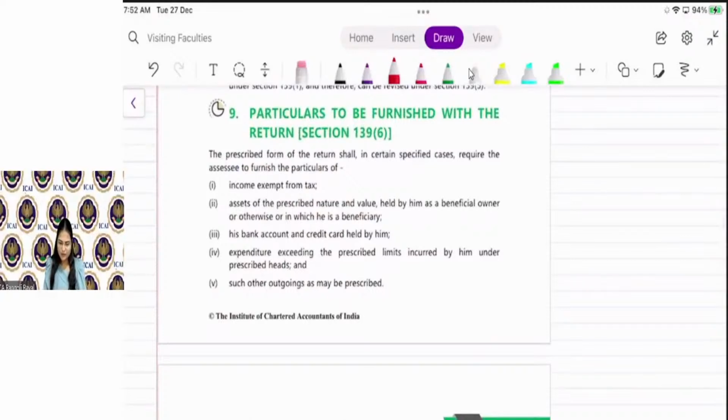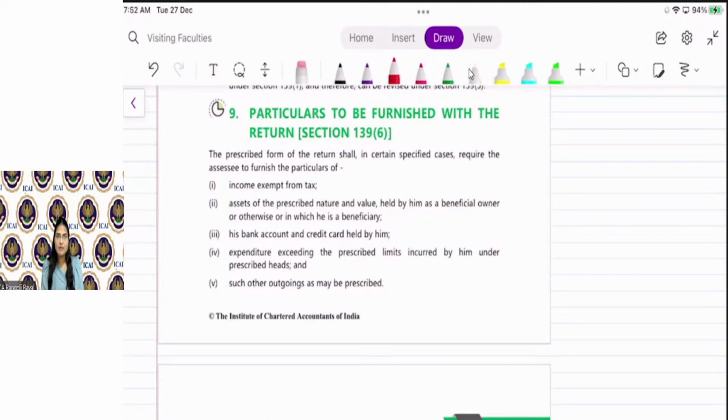Now, what are the particulars you are required to file along with your return of income? The prescribed form of the return shall in certain specified cases require the assessee to furnish the particulars of income exempt from tax. See, on exempt income, there is no tax liability, but you have to report that this exempt income I have earned during the year. So detail of exempt income, say for example, interest on public provident fund account, it is exempt. So you have to provide the details of how much interest you have earned from which sources. You have to give those details under the return.